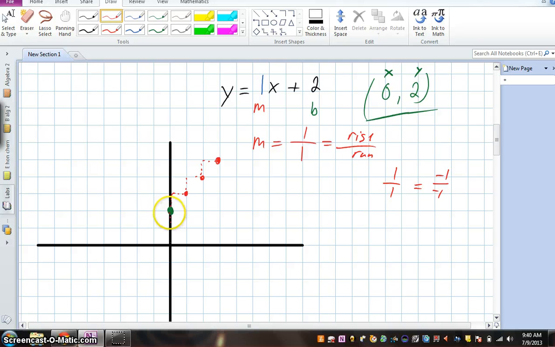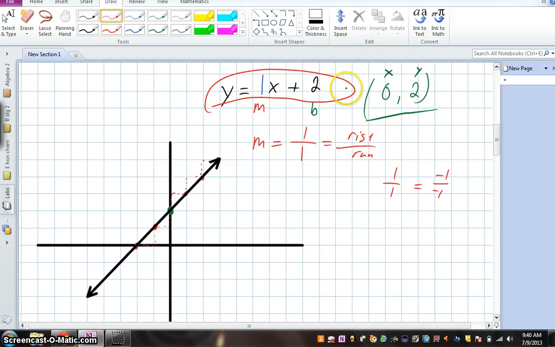So I can just do the opposite. I can go down 1 and to the left 1. Okay, down 1, to the left 1. And here's what I've done. I mean, you only need 2 points, but I made multiple points. I'm going to take my little line and draw it right through there, and there you go. Okay? This line that we just drew is the equation, right? This right here. Y equals x plus 2. Very simple, very easy. Not too difficult, okay?